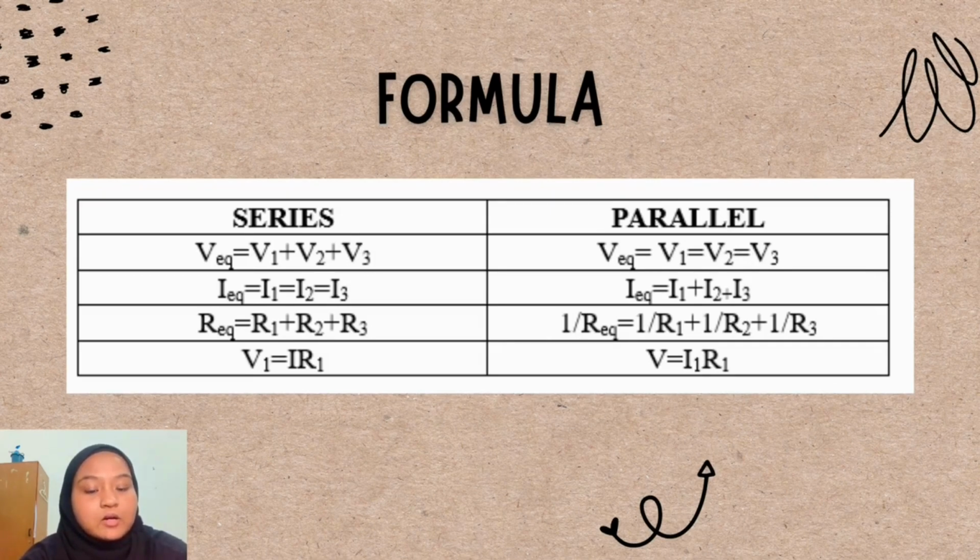To find R, in a series circuit, we use the formula R equal to R1 plus R2 plus R3. But for a parallel circuit, we use the formula 1 over R equal to 1 over R1 plus 1 over R2 plus 1 over R3. Lastly, to find V, in a series circuit, we use the formula V1 equal to I R1. For a parallel circuit, we use the formula V equal to I1 R1.